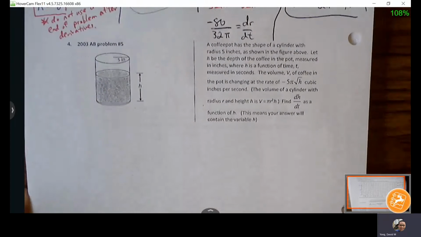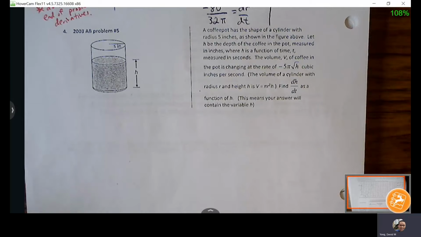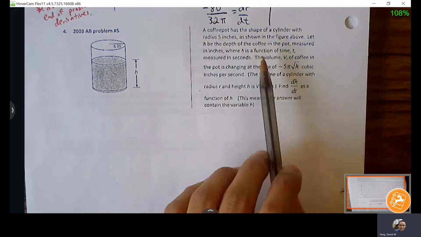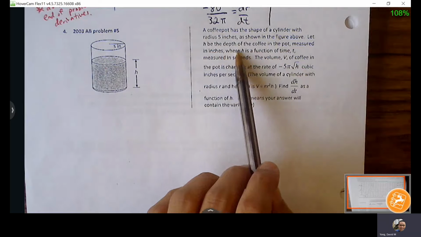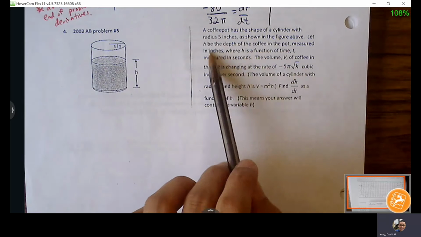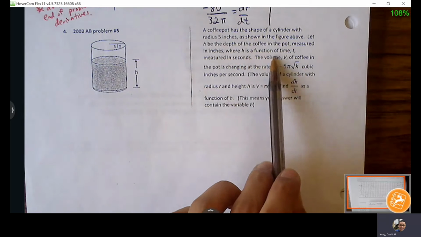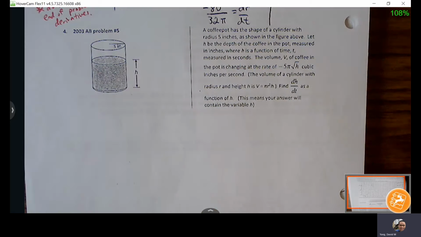Okay, number 4. A coffee pot has the shape of a cylinder with a radius of 5 inches. H is the depth of the coffee in the pot measured in inches, where H is a function of time t. The volume of coffee is changing at a rate of negative 5 pi root h cubic inches per second.